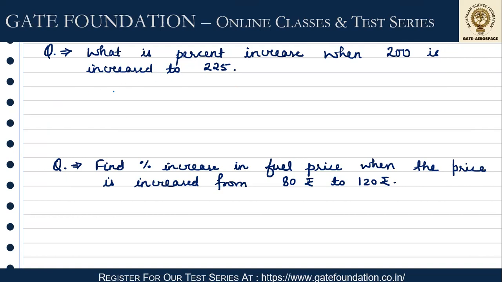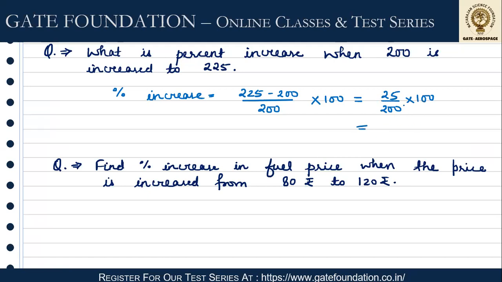Right. So how do you find percentage increase? That is, first of all, I'll find out the increase, 225 minus 200, the difference, so 25. And in this case, the reference will be 200, the initial number, into 100. This will become 25 by 200 into 100. In simple words, it will become 12.5 percentage.